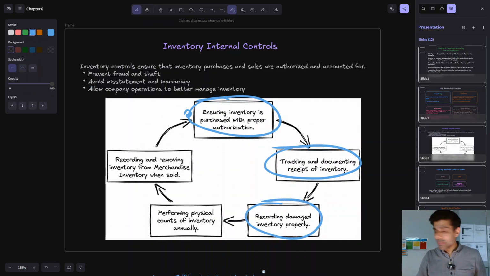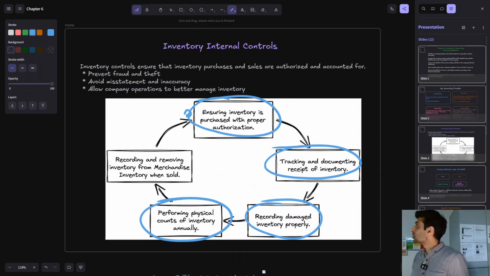Recording damaged inventory properly. So we mentioned that. This one has to do with shrinkage. We talked about this, where the accounting system and the physical amount of the stuff is going to differ because of all the various factors we talked about: theft, mistake, spoilage, damage. So you need to also have a physical count being done. So at some point, inventory is counted, and it's made sure that there's some reconciliation with the accounting system.